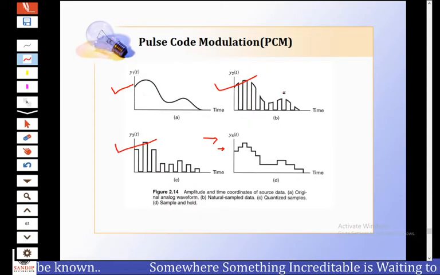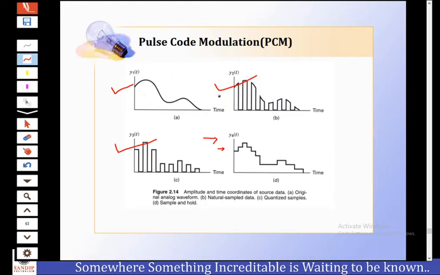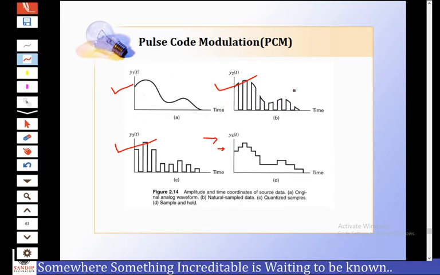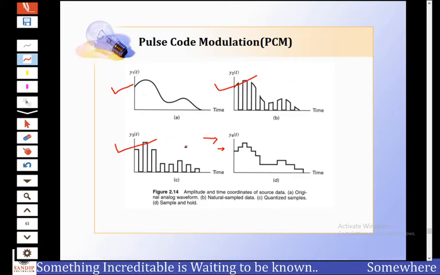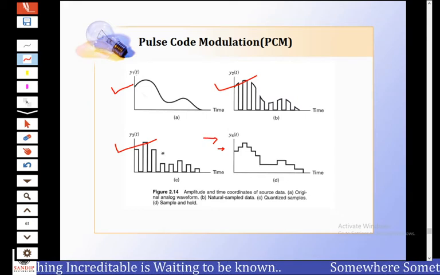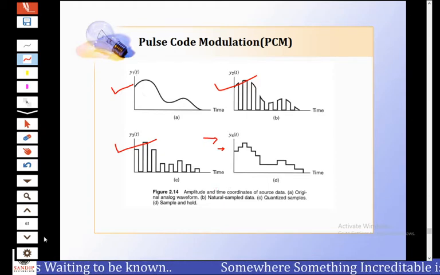Now this is the graphical output of the PCM encoder stages. That is the analog signal, then it is sampled, natural sampling, and then it is the quantized signal. This amplitude is quantized to some certain approximate level, and then after that, sample and hold signal.